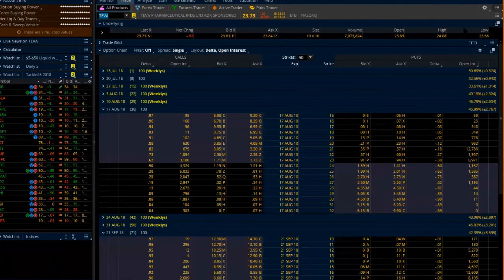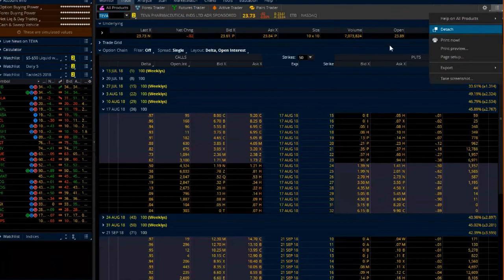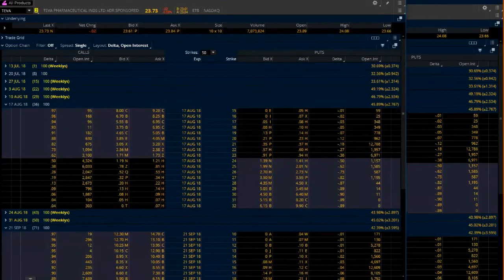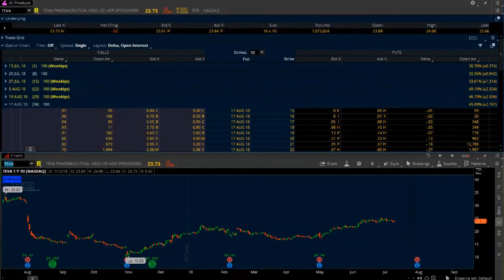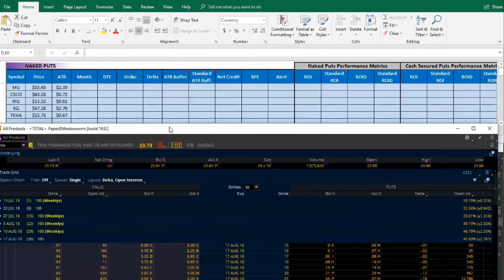So now what we're going to do is go into the trade tab. I'm going to detach a window. I'm going to minimize this. And I'm going to stack it on top of each other.